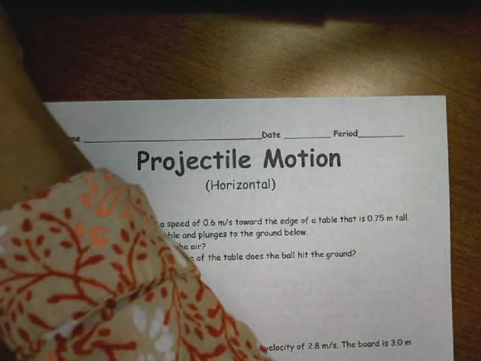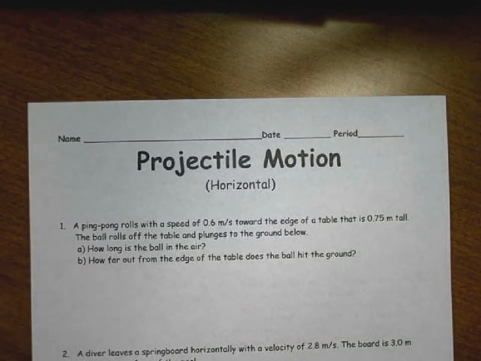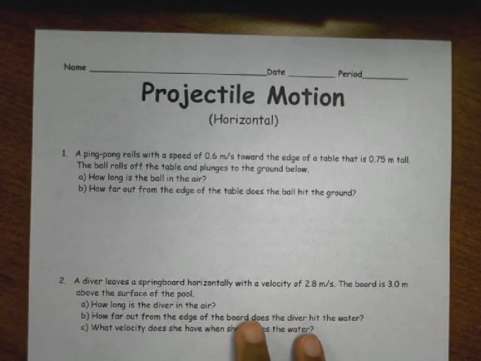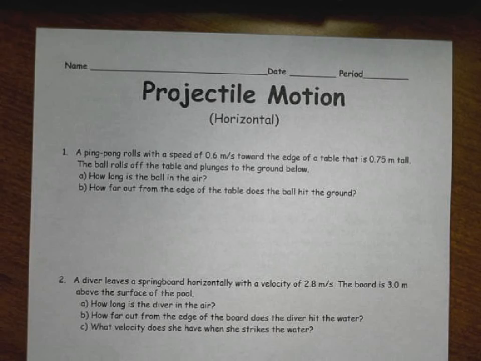So let's take a look at some horizontal projectiles here. Here's the first one. It says a ping pong ball rolls with a speed of 0.6 meters per second from the edge of a table, and the table is 75 meters tall. The ball rolls off the table and plunges to the ground. 2 questions. A, how long is the ball in the air? And B, how far out from the edge of the table does the ball hit the ground?